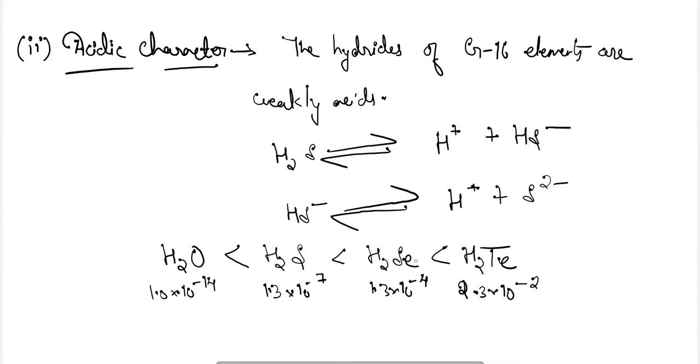Due to this reason, the removal of the hydrogen atom from this particular compound will become easy, and hence the telluride will have more acidic character in comparison to all the other elements which form hydrides in group number 16.